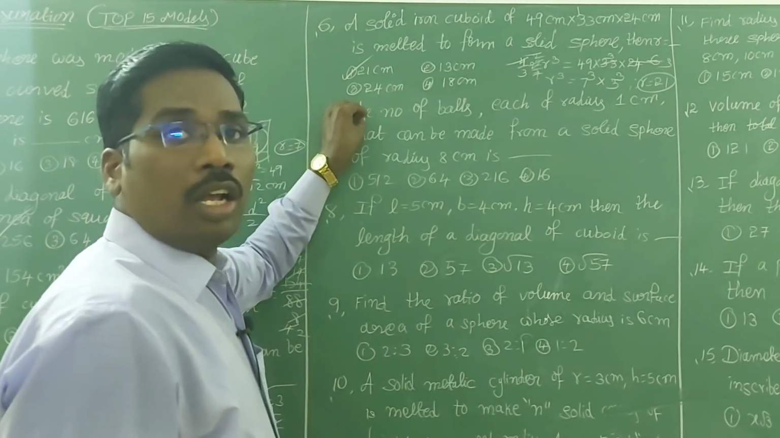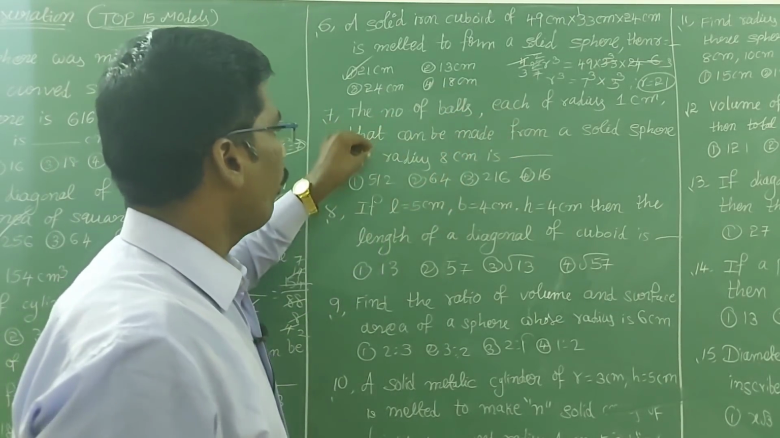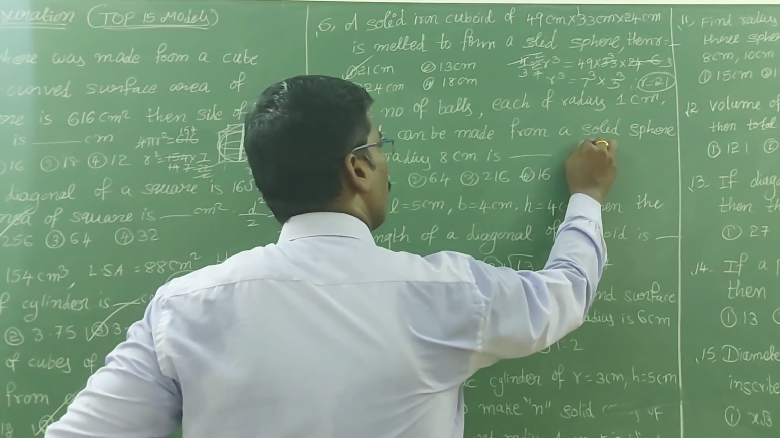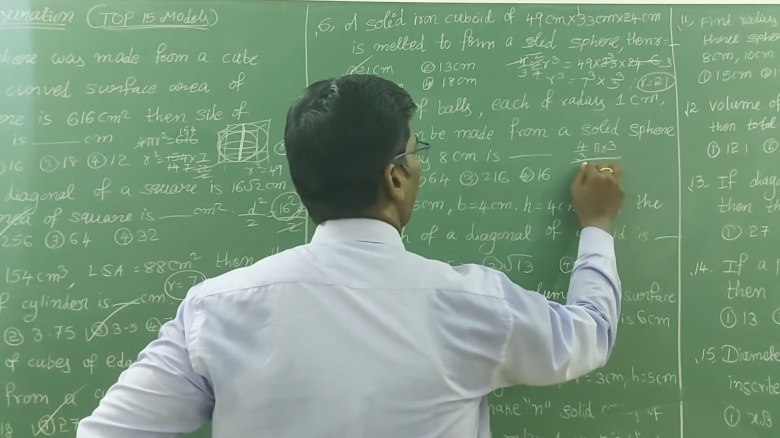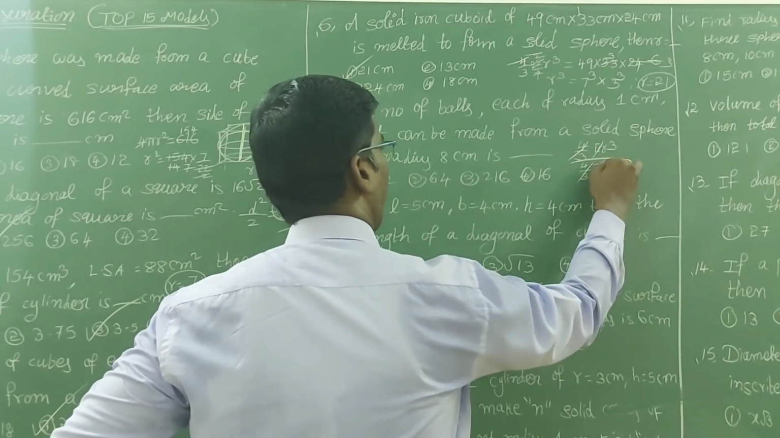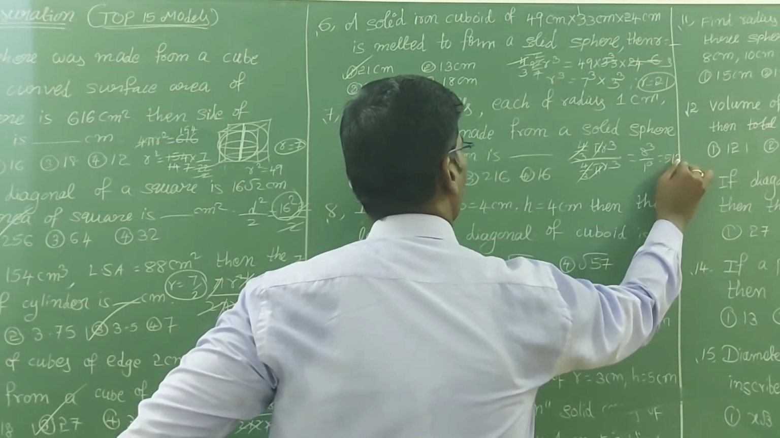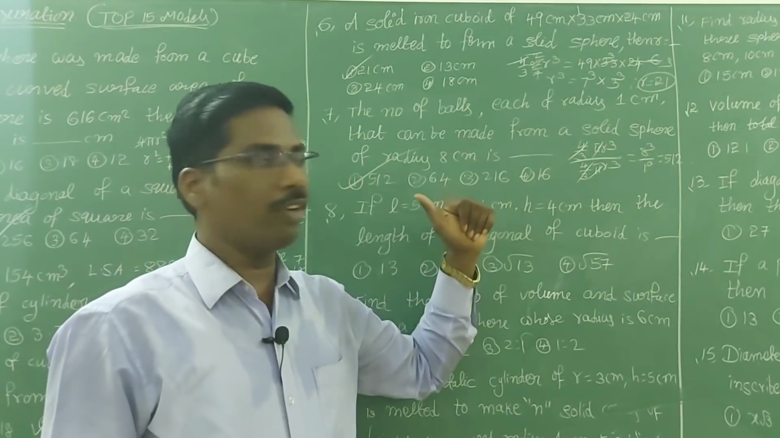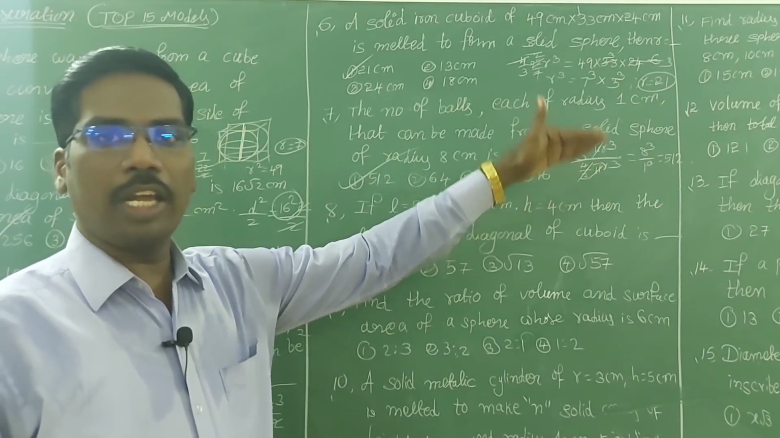Next, the number of balls, each of radius 1 centimeter, that can be made of a solid sphere of radius 8 centimeters. See here, we know very well the volume of the sphere is 4 by 3 pi r cube. Again 4 by 3 pi r cube. Here 4 by 3 cancel, pi and pi cancel. So 8 cube by 1 cube, that is equal to 512. So 512 is the first option. Because 4 by 3 will get cancelled, pi and pi will get cancelled, and r value is 8 here, r value is 1 here, so 8 cube by 1 cube means 512.